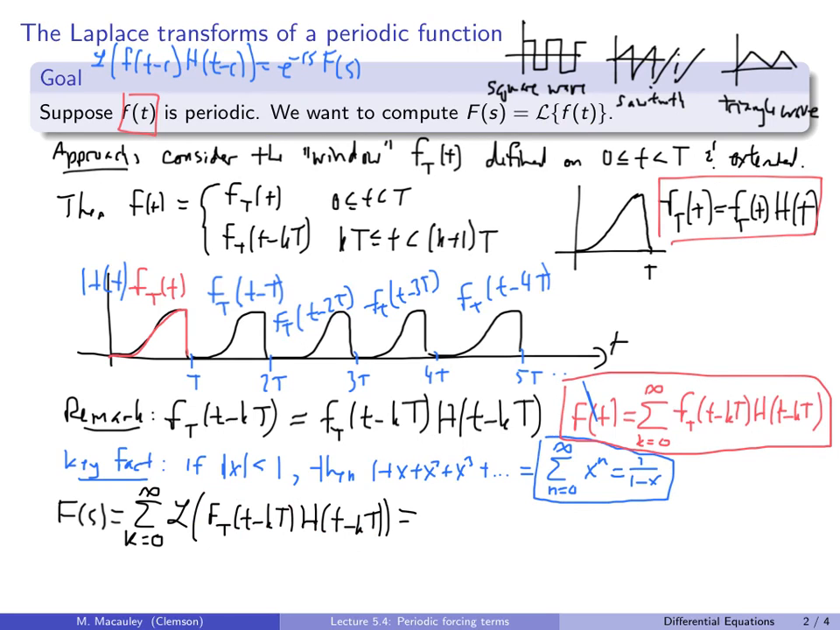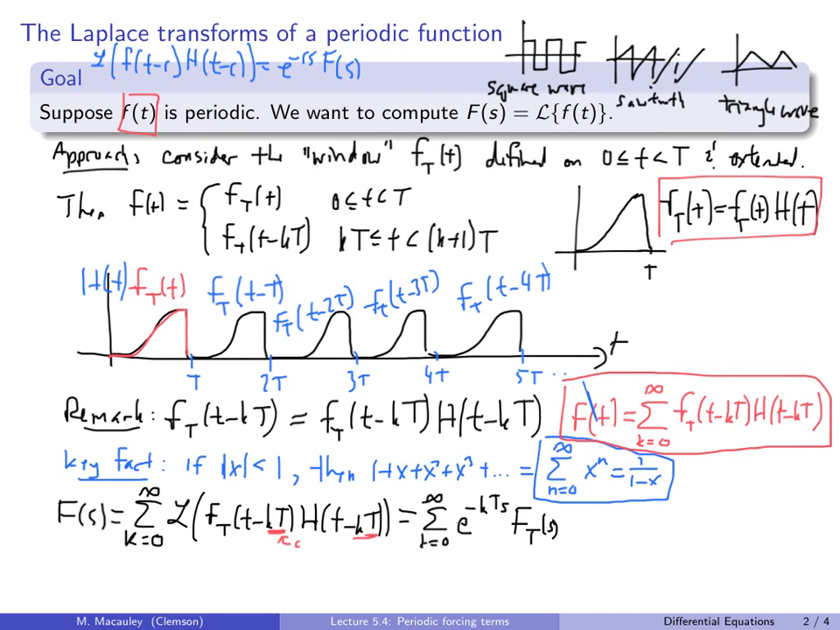So this is the infinite sum, k equals 0 to infinity, of e to the minus cs. So c here is k times t. That's going to be our c, and you can see that because it's here as well. So e to the minus cs is e to the minus k times t times s, times whatever the Laplace transform of this function right here is. Let's call that, as we've been doing, capital F sub t of s.